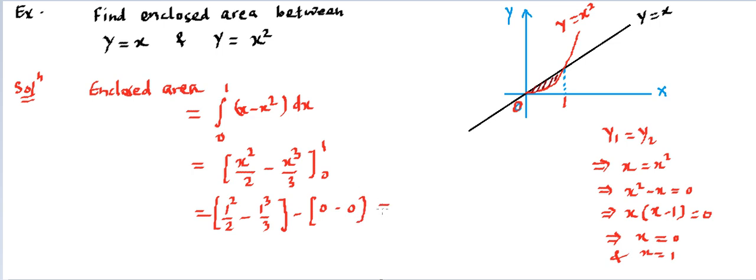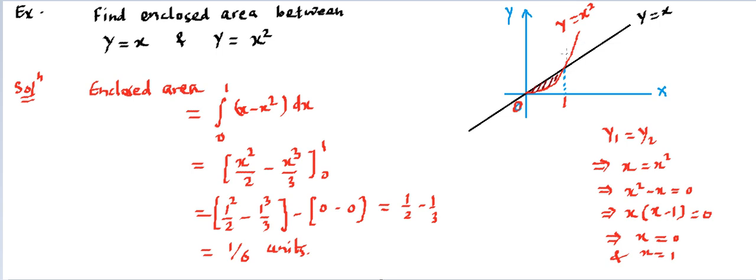Then you can simplify this. When you simplify, basically you are getting half minus 1 by 3. Half minus 1 by 3 is basically 1 by 6. So ultimately it came out to be 1 by 6 units. So the area enclosed is going to be equal to 1 by 6 units. And that area is this area which is trapped between these two functions.